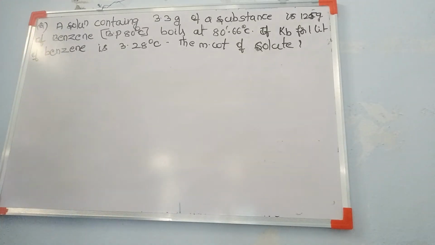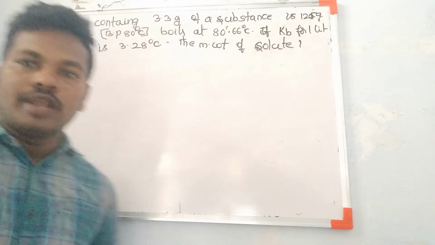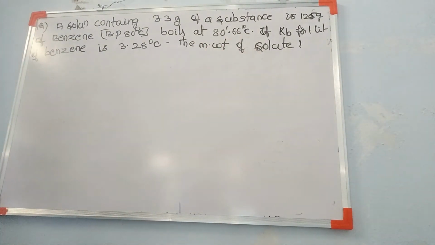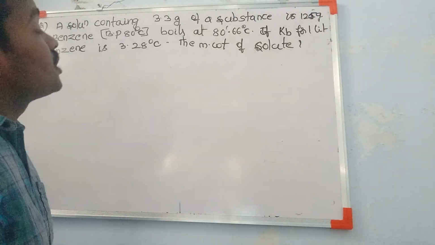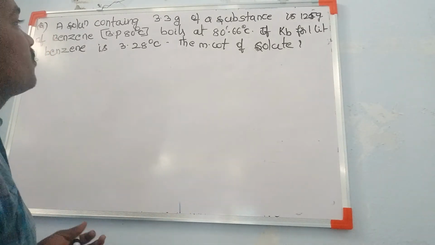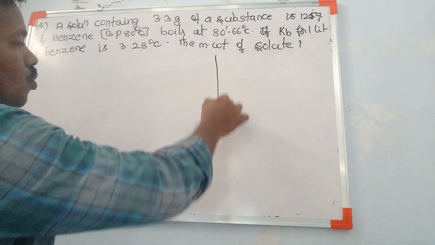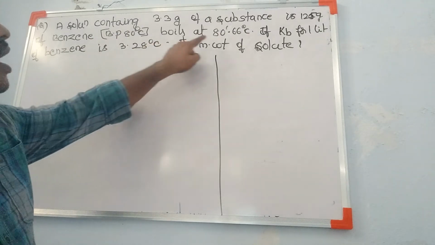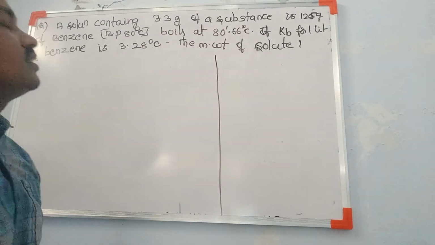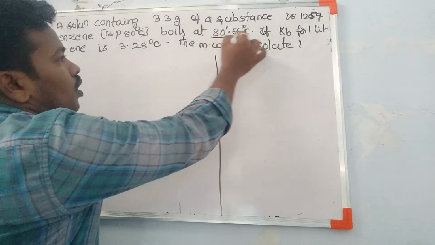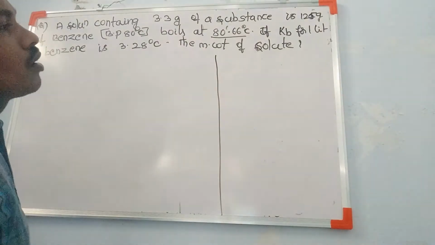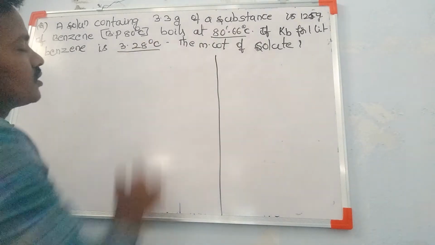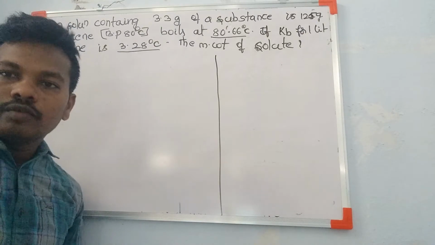See the next question. This is also a mains and NEET question. A solution containing 3.3 grams of the substance in 125 grams of benzene, whose boiling point they have already given as 80 degree Celsius, boils at 80.66 degree Celsius. This is the solution boiling point. The elevation constant Kb for 1 liter of benzene is 3.28 degree Celsius. The molecular weight of the solute we have to calculate.